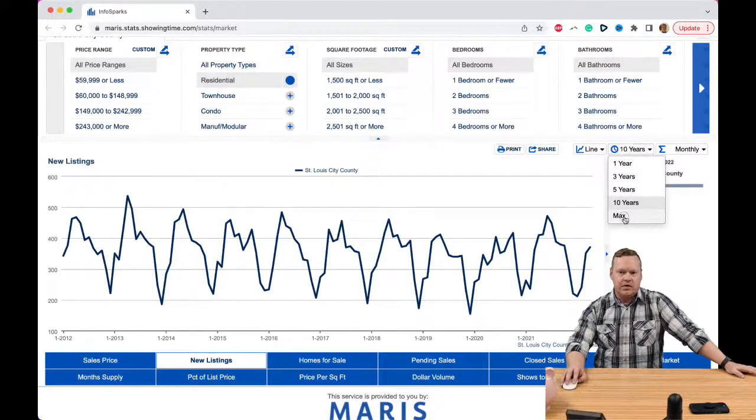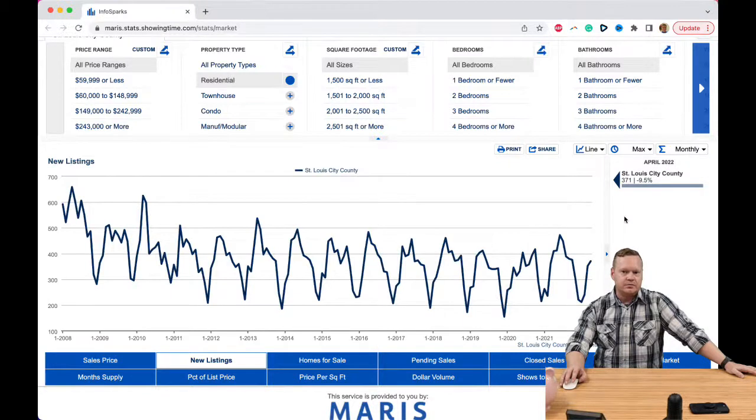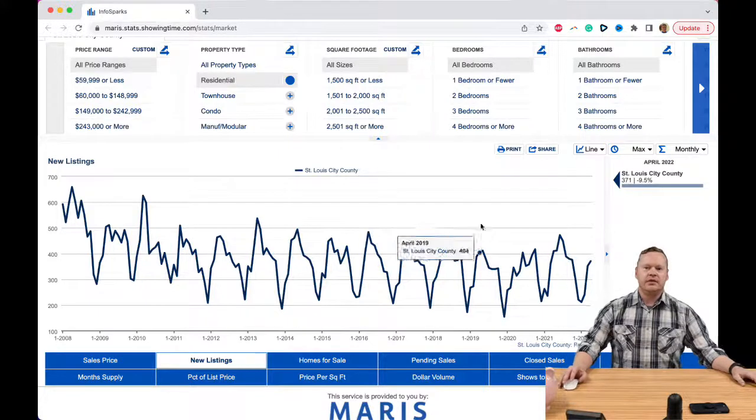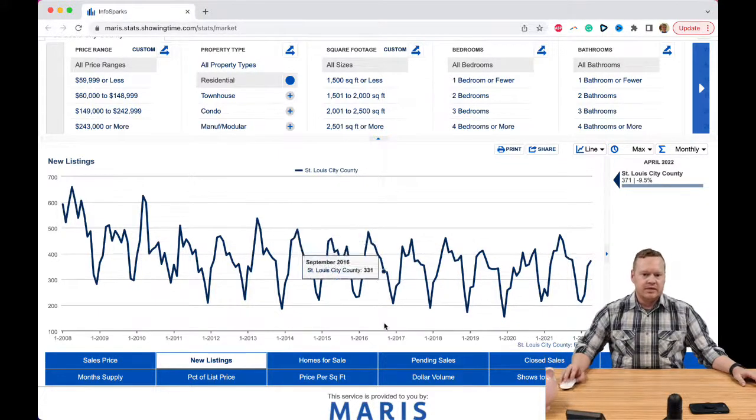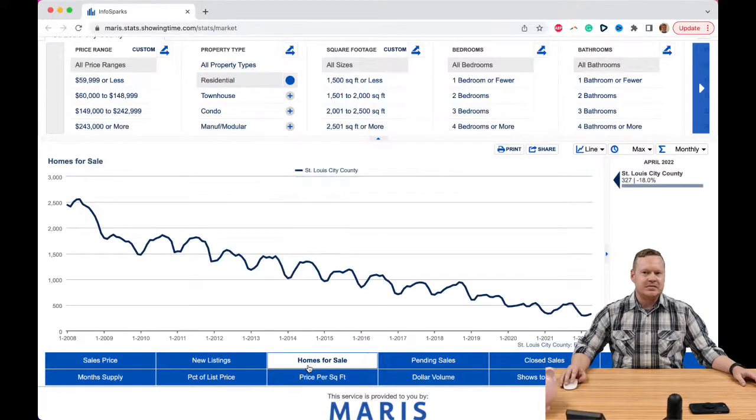Let's look at all data. Let's see how far out they go. 2008. Wow, it actually looks like it's down. It's trending down. So St. Louis County, number of home sales trending down. That's weird. That's interesting. But that's what it is. All right, that's actually just new listings. So homes for sale, I wonder if that's going to be similar. Wow. I would never guess that. That blows my mind.